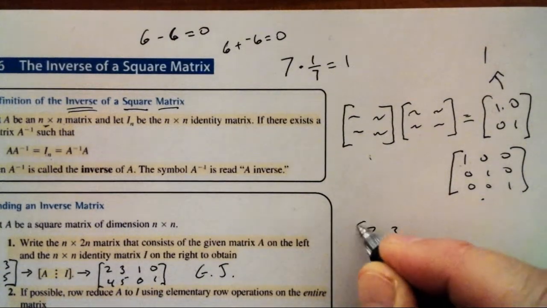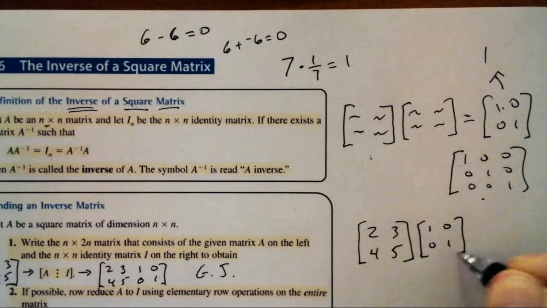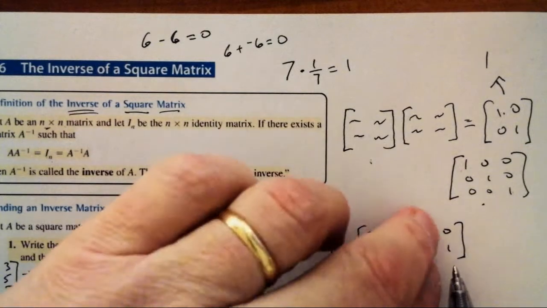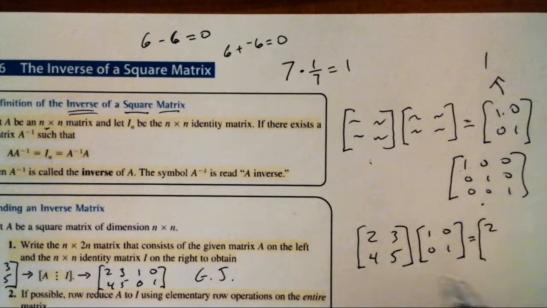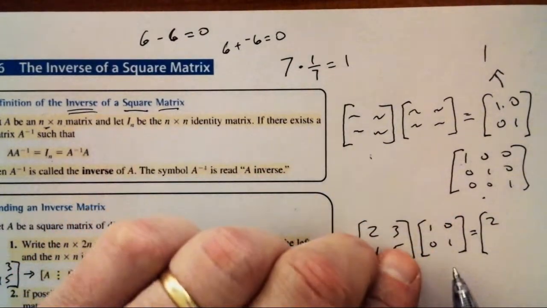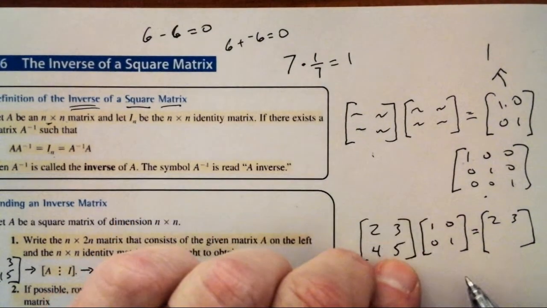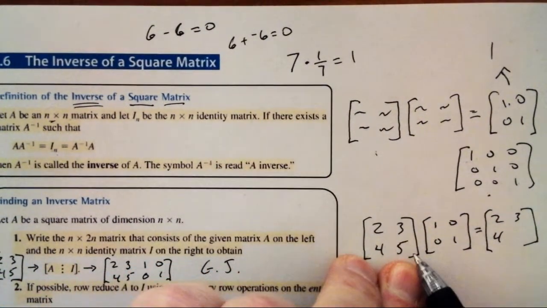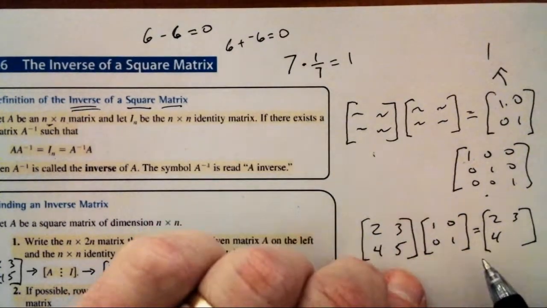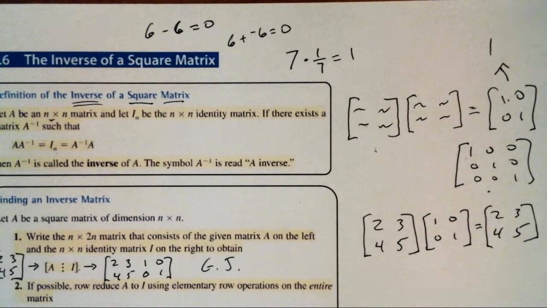2, 3, 4, 5. Nothing special about those numbers. If I multiply that by 1, 0, 0, 1, we get 2 times 1, 2, 3 times 0, 0, 2, and when I take the first row times the second column, I get 0 and 3. Second row, first column, the 4 survives, but 5 gets wiped out: 4 plus 0, 4. And second row, second column, 4 times 0, 0, 5 times 1, 5, 0 plus 5, 5. So this is 1 in 2 by 2 land.